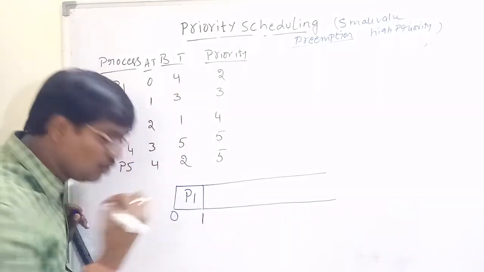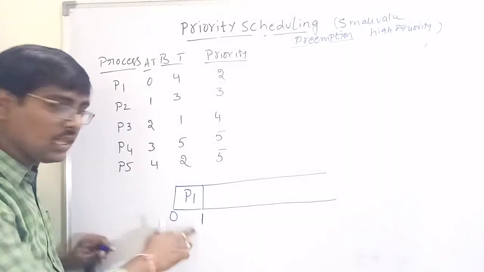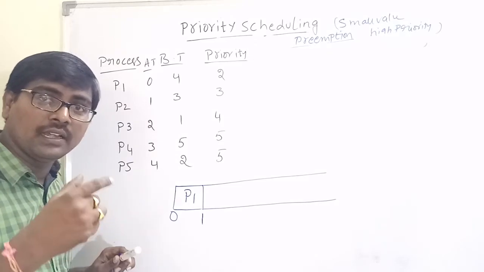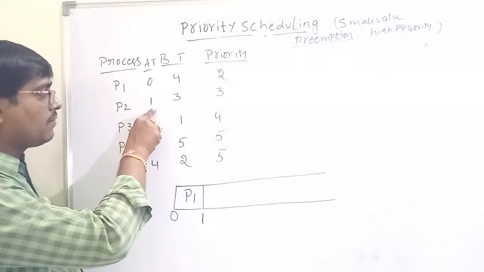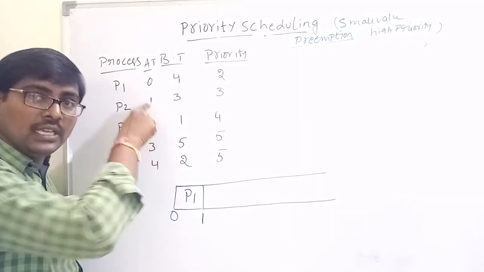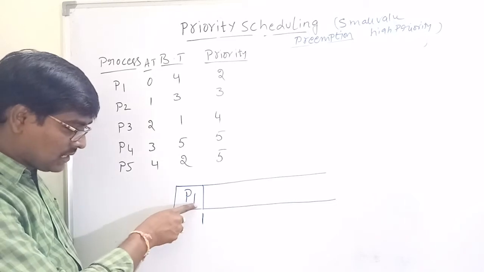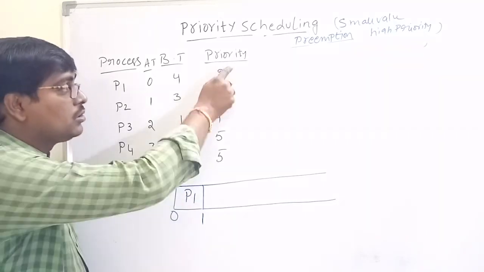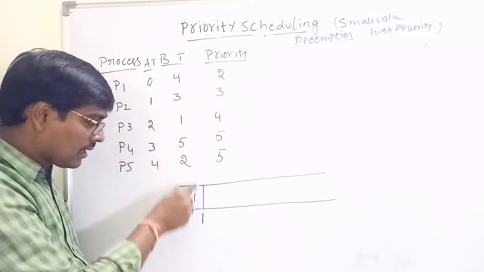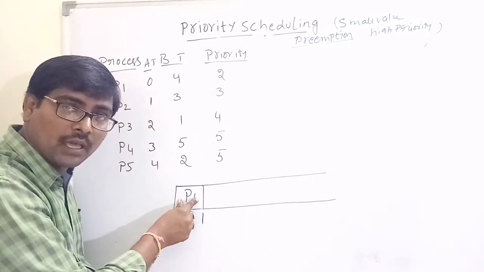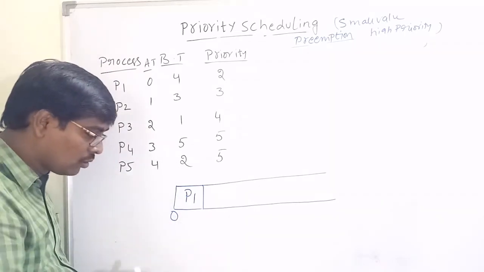Suppose it executes for 1 millisecond. At 1 millisecond, check whether any other process entered into the system or not. Yes. At arrival time 1, process P2 is entered into the system. Now you have to check the priority of the running process and the newly coming process. The priority of the newly coming process is 3. So the running process has the highest priority. So ignore process P2.